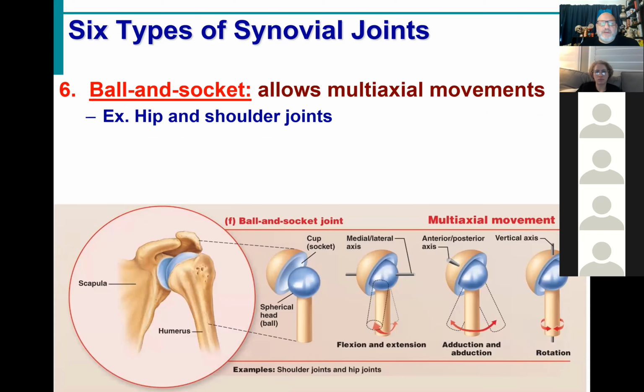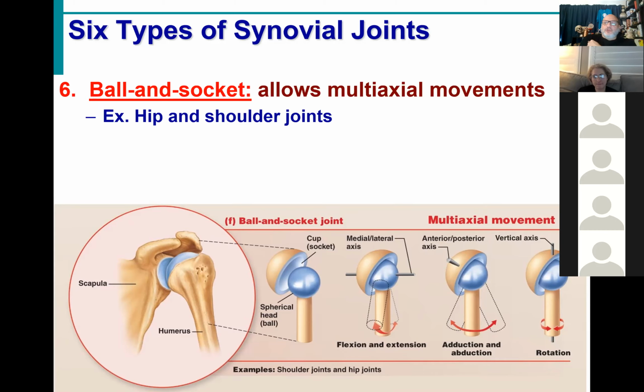That leaves us with our last specific type, the ball and socket joint. This, as you can see from the illustration, is we have a big round ball shape bone feature that sits in a nice concave pocket. How many ball and socket joints do we have? Two. What are they? The shoulder and the hip. Yeah, shoulder and the hip.